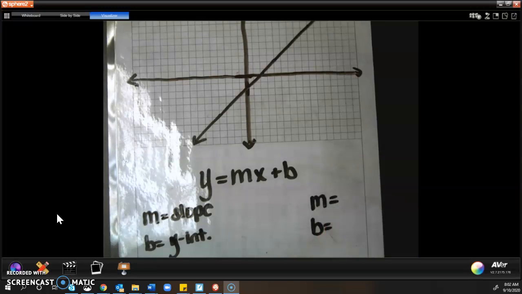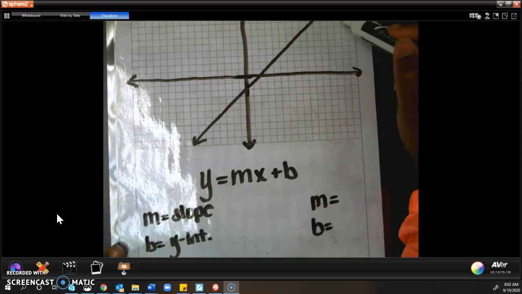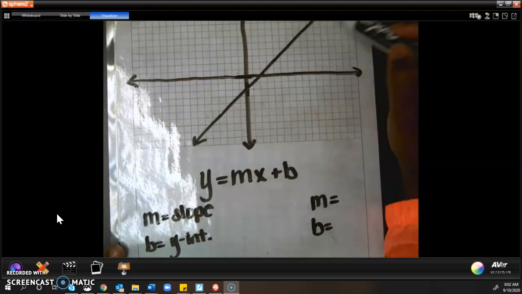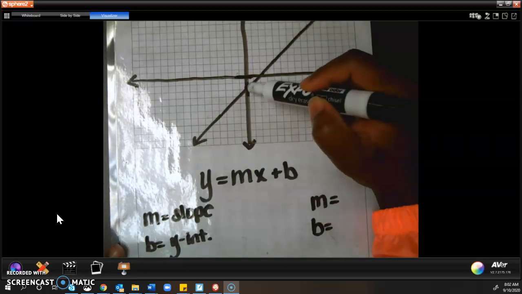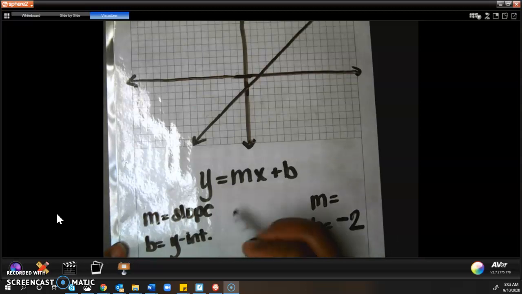So first, whenever you're trying to write an equation from a graph or plot a graph from an equation, you want to work with your y-intercept first. So I need to figure out where my line crosses the y-axis. My line crosses the y-axis at -2. So my y-intercept is -2. Okay? Now I am going to do rise over run for my slope.